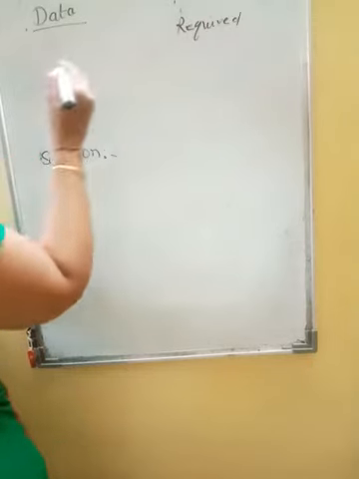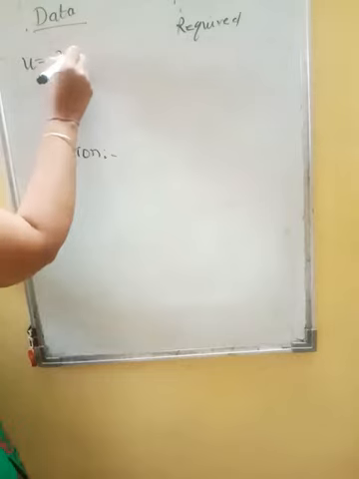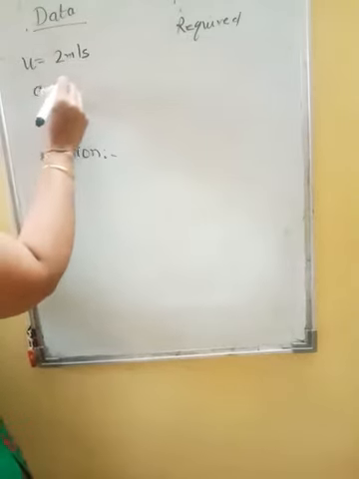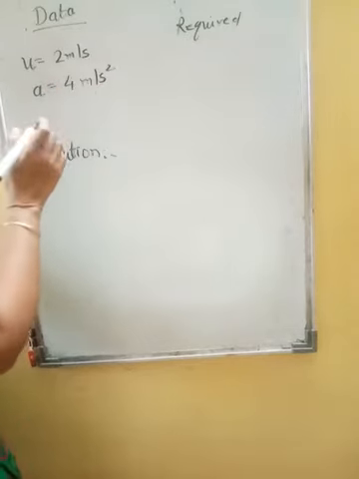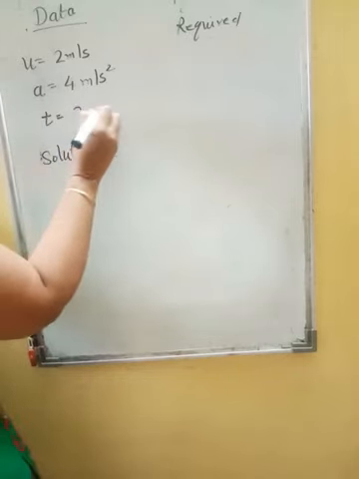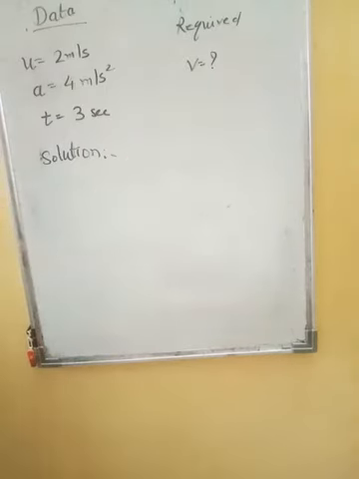So let us have data. U is given as 2 meter per second. Then A is given as 4 meter per second square. And then T is equal to 3 seconds. And you are supposed to find out V. V is equal to how much? So in the required, we are going to put a question, V is equal to how much?